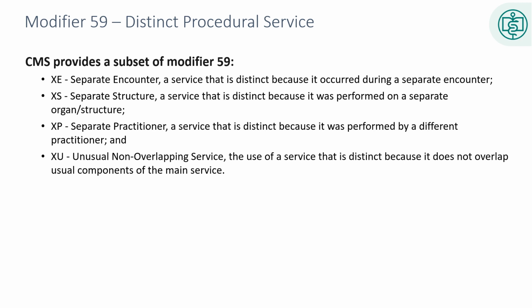The use of the CMS subset of Modifier 59 is intended to be more specific and descriptive than simply appending Modifier 59 to a code. By using the appropriate X subset, providers can more accurately convey the reason for the separate and distinct service and help reduce the risk of claim denials and audits. However, it is important to note that the use of these subsets is not mandatory, and providers can still use Modifier 59 when appropriate.